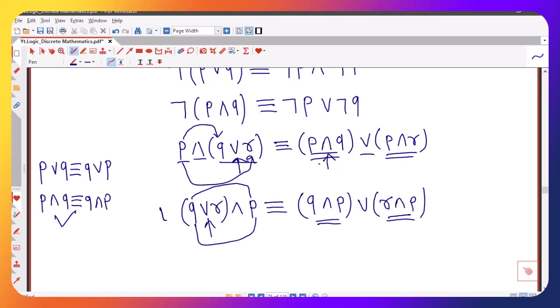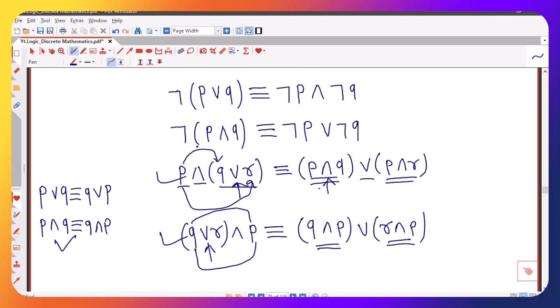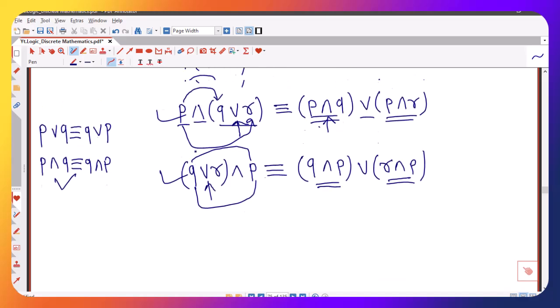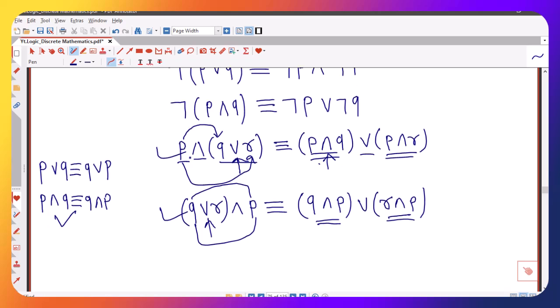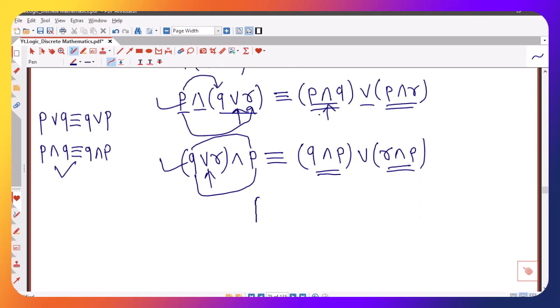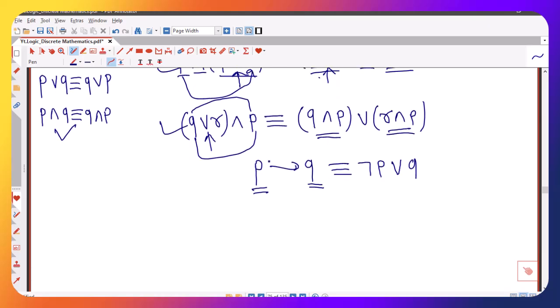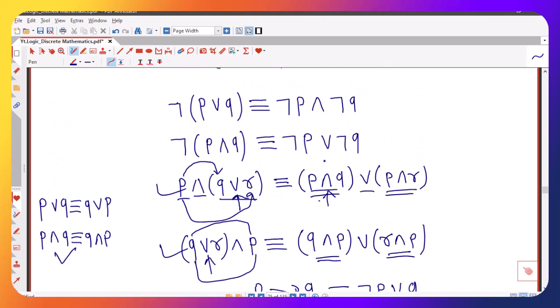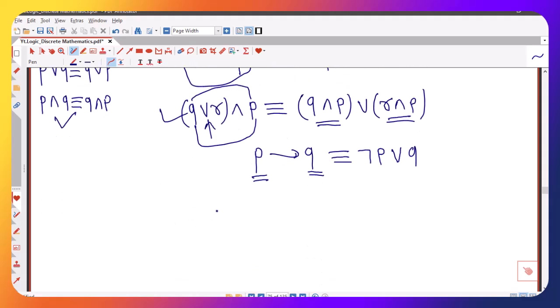So we will remember all these laws which are easy to remember, and we are going to apply them frequently in upcoming lectures. We have seen this also, that this conditional implication P implies Q is logically equivalent to negation P or Q, that is negation of first proposition or second proposition. So whenever we require, we will use all these logical equivalencies to prove that two compound propositions are logically equivalent.